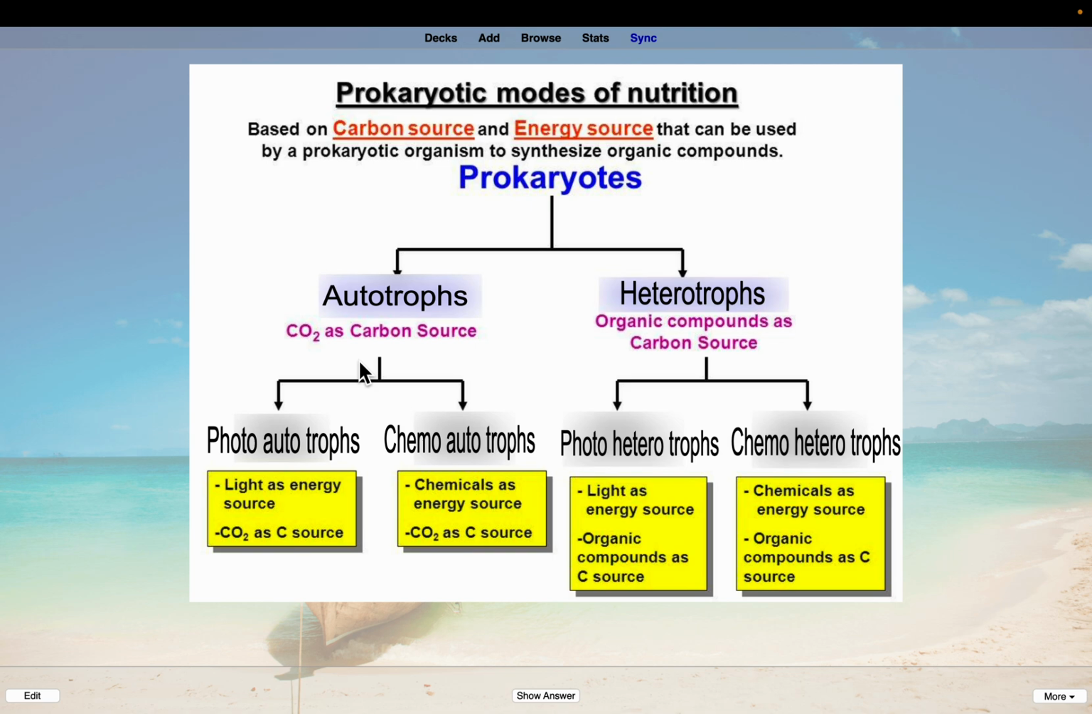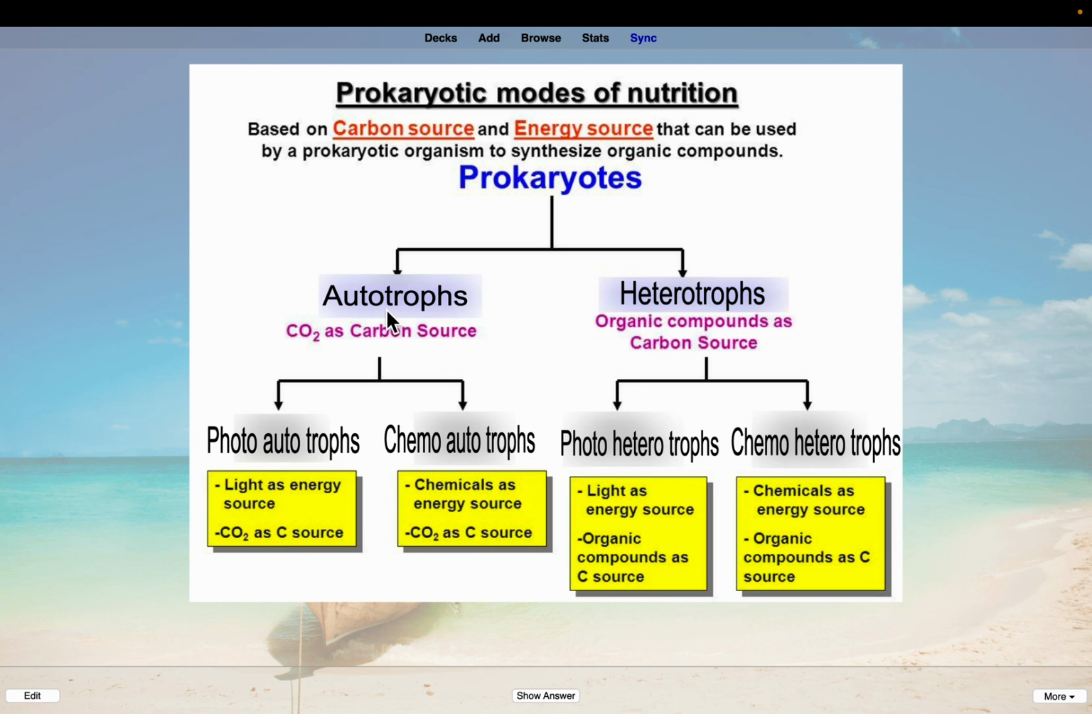Based on the carbon source and energy source that can be used by prokaryotic organisms to synthesize organic compounds. Basically, we'll start here. Prokaryotes have two types, autotrophs and heterotrophs. How are they different? They're different in terms of their carbon source. Autotrophs have carbon dioxide as their carbon source. Heterotrophs have organic compounds as their carbon source.